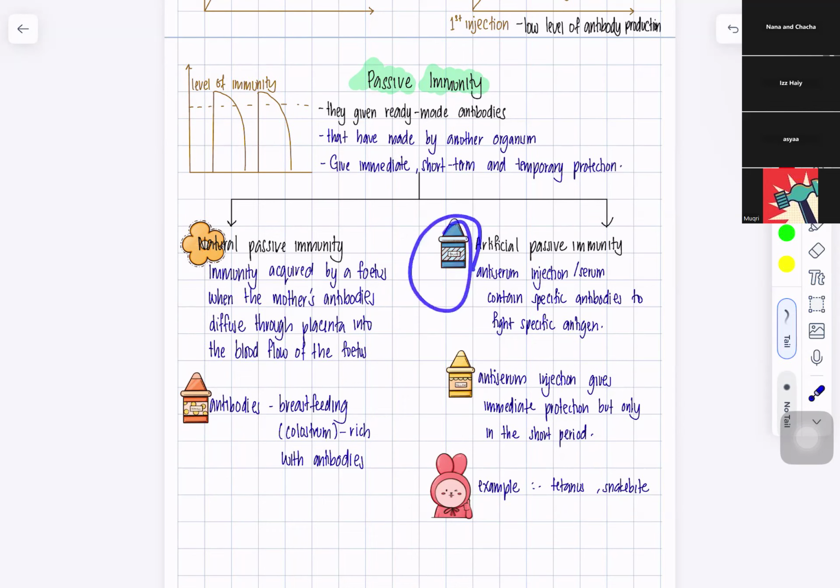This one, artificial passive immunity. You have an anti-serum injection, so it contains specific antibodies to fight a specific antigen. Now, an anti-serum injection gives immediate protection, but only for a short period. Example like tetanus, snake bite.